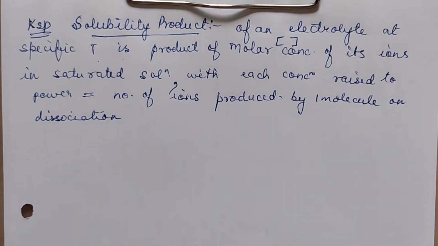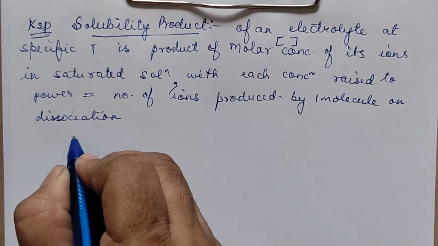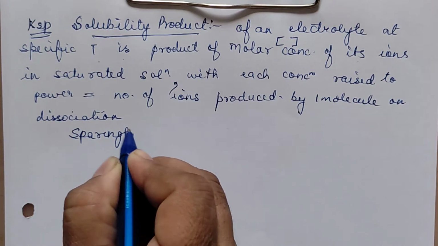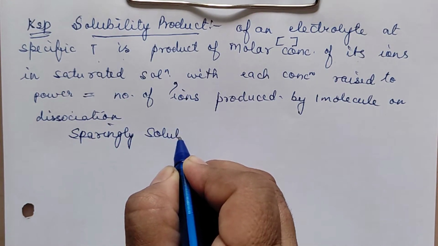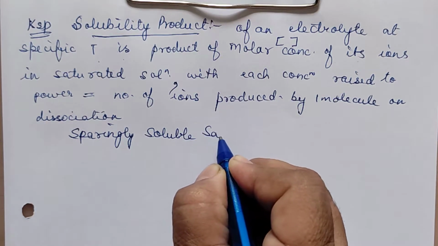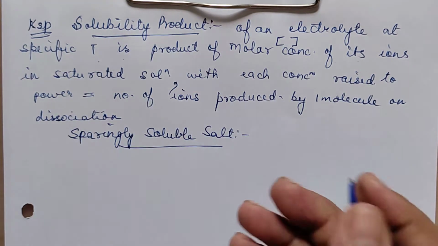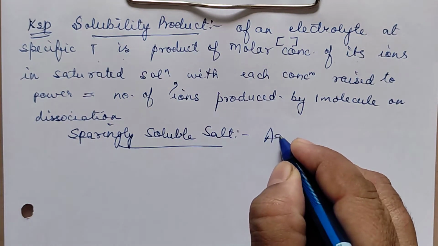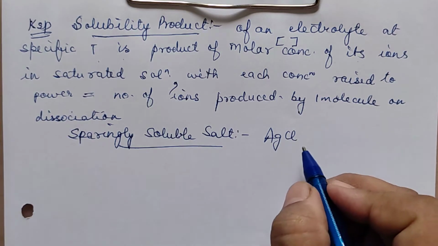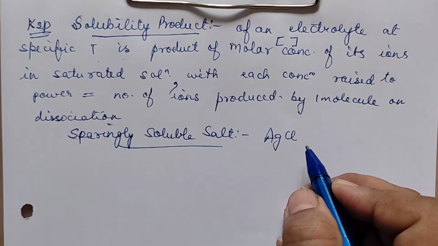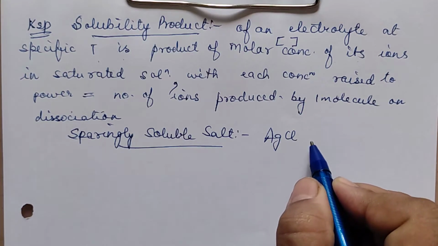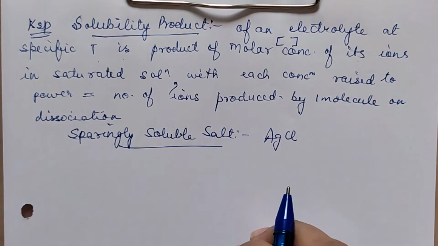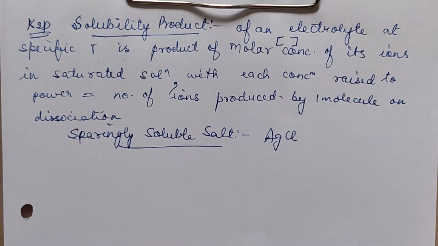Let me explain it. Now, this solubility product basically we apply for sparingly soluble salt. Sparingly soluble means they are not soluble to a greater extent. For example, silver chloride. Silver chloride is not much soluble in water. It is sparingly soluble. So when you dissolve it in water, what will happen? A small amount of this will go into the solution and most of it will remain undissolved.